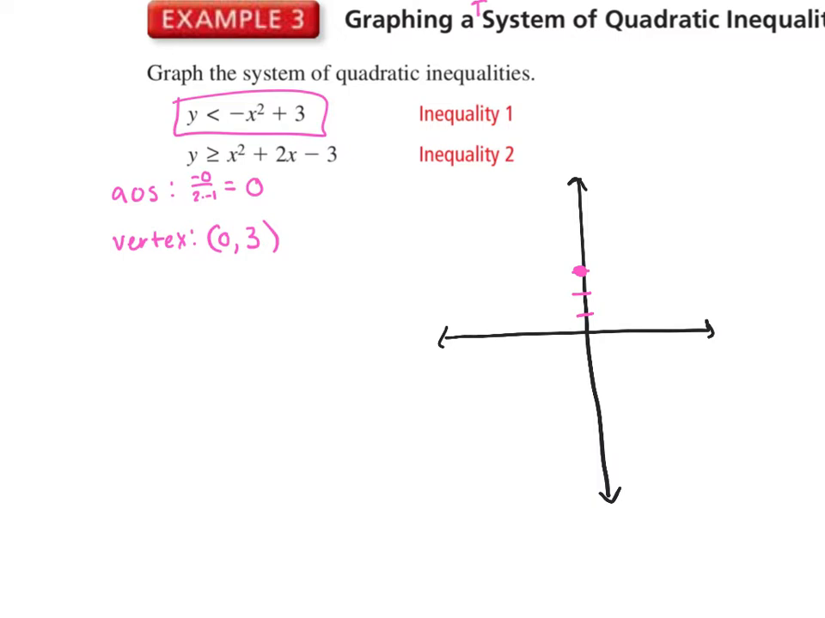What can we do to find another point? Just plug in numbers. So we can plug in 1. When x is equal to 1, we plug that in. So y is equal to negative 1 squared plus 3. So negative 1 plus 3. So y is what? 2. So when x is 1, y is 2. We go to the right 1 and up 2. And we have the same exact point on the other side. Perfect.